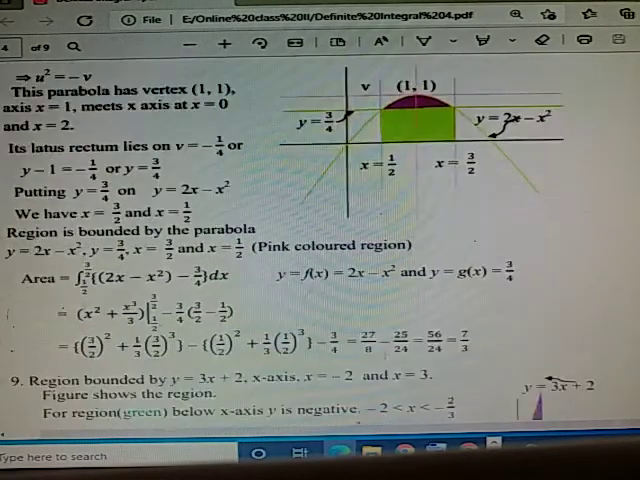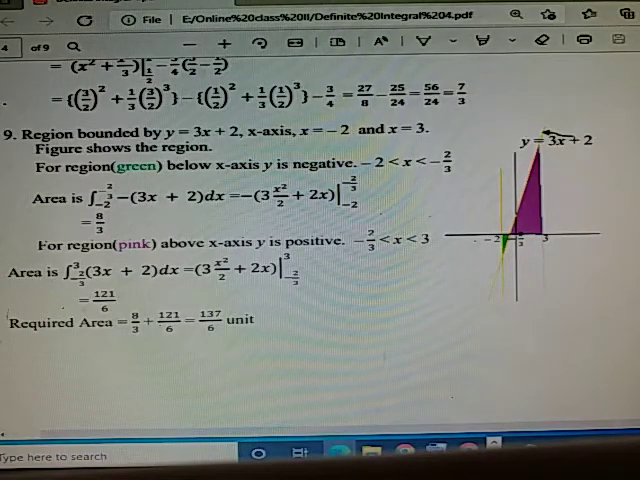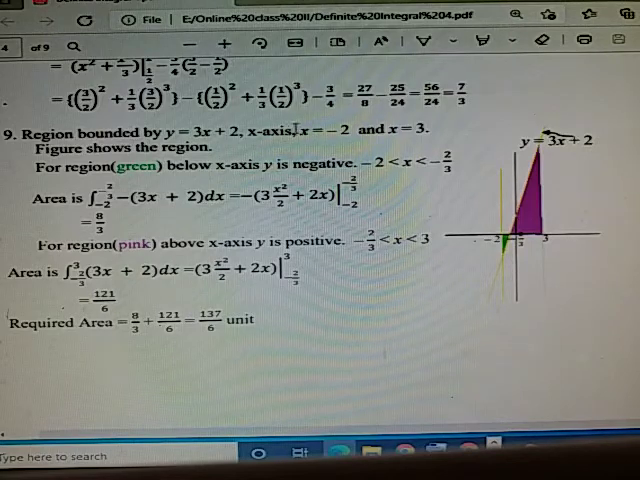Then this is number 8. And number 9 we see is y is equal to 3x plus 2. It is a straight line, with x is equal to minus 2 and x is equal to 3. So x is equal to minus 2 means here.